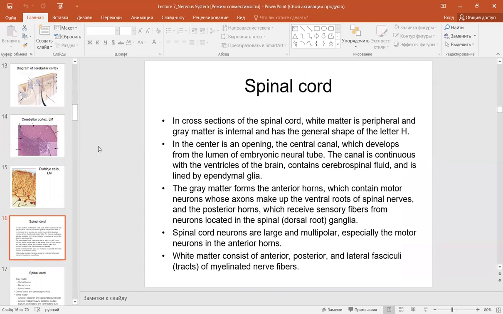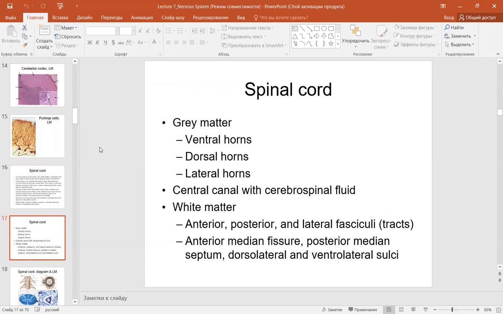The gray matter forms the anterior horns, which contain motor neurons whose axons make up the ventral roots of the spinal nerves, and the posterior horns, which receive sensory fibers from the neurons located in the spinal dorsal root ganglia. Spinal cord neurons are large and multipolar, especially the motor neurons of the anterior horns. White matter consists of anterior, posterior, and lateral fasciculi, tracts of myelinated nerve fibers.